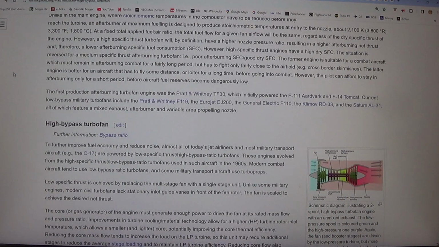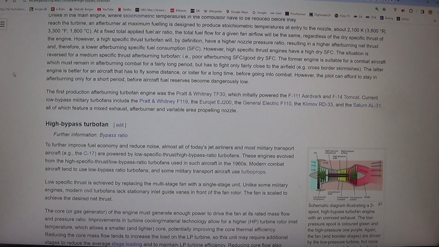However, a high specific thrust turbofan will, by definition, have a higher nozzle pressure ratio, resulting in a higher afterburning net thrust and, therefore, a lower afterburning specific fuel consumption, SFC. However, high specific thrust engines have a high dry SFC. The situation is reversed for a medium specific thrust afterburning turbofan, i.e., poor afterburning SFC/good dry SFC.